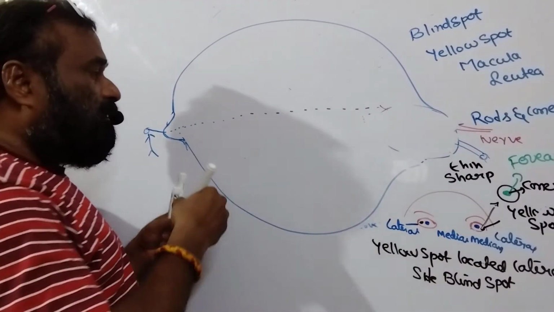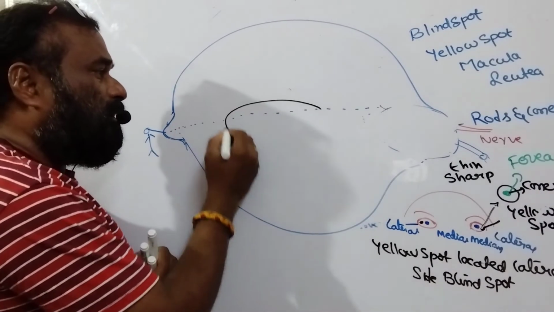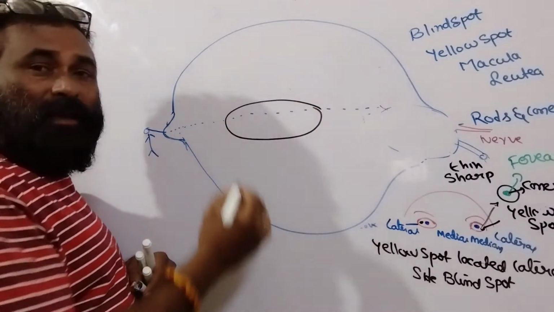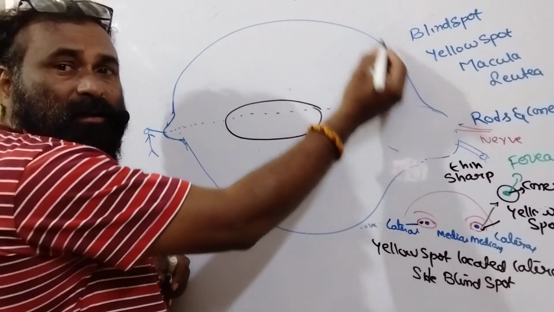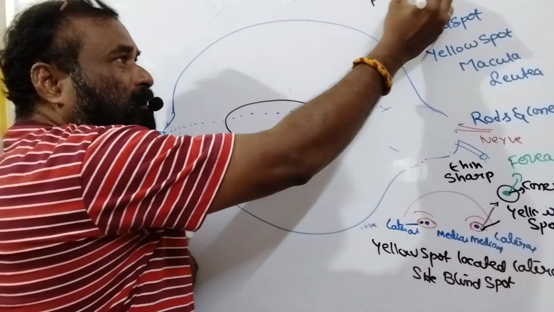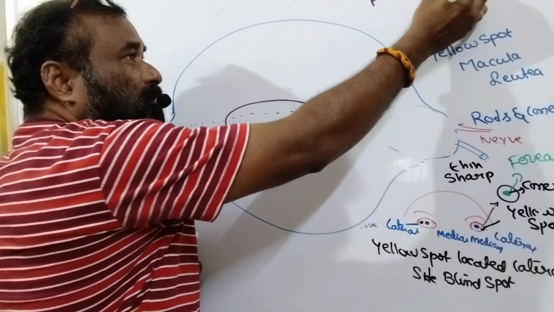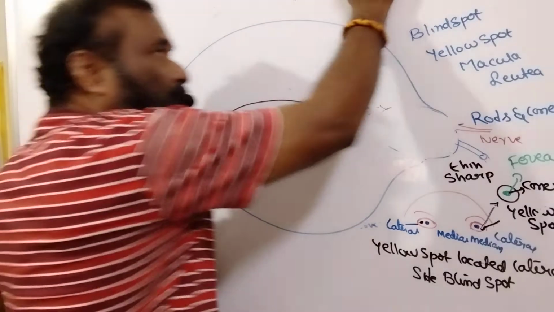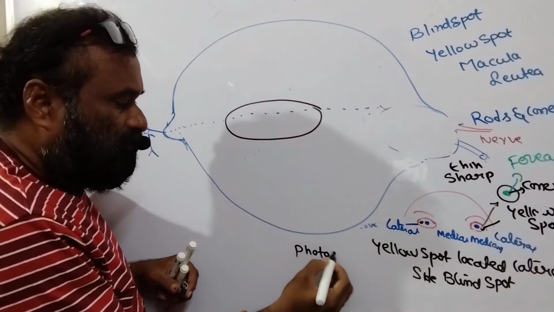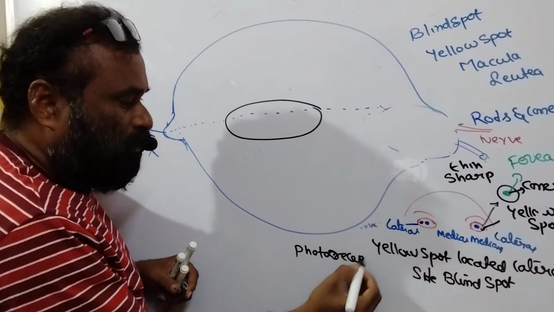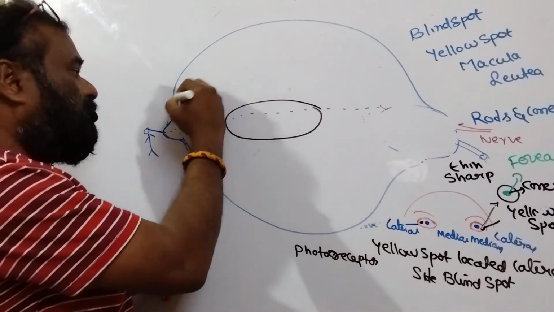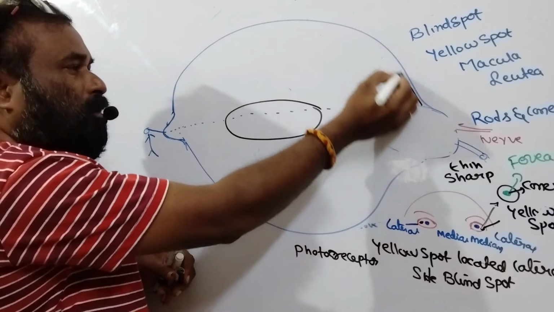Then go for the real structure of the retina. Previously I told that three layers are seen, from outer margin to inner margin. One is the photoreceptor layer, and the second one is the ganglionic layer. First I go for the discussion about the photoreceptor layer. This is the choroid portion.